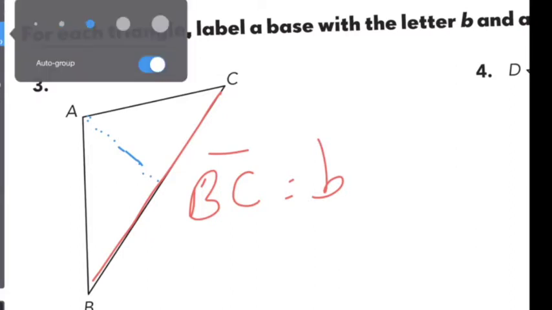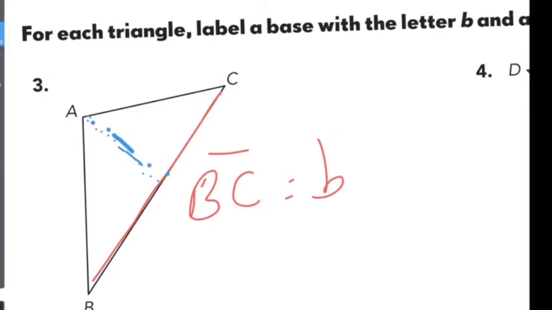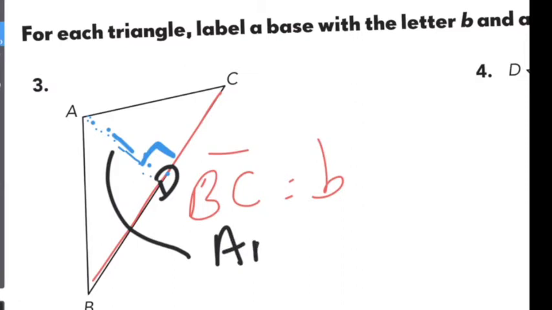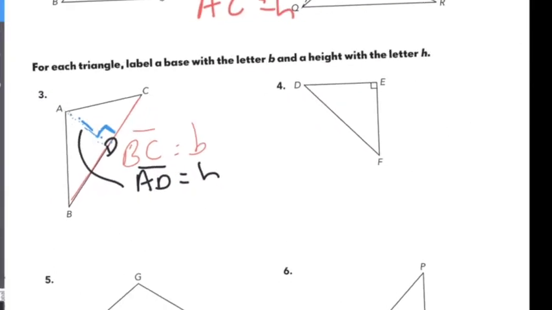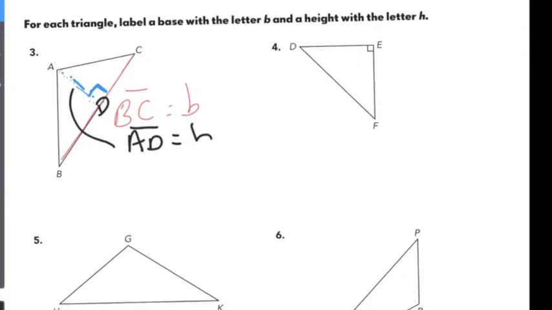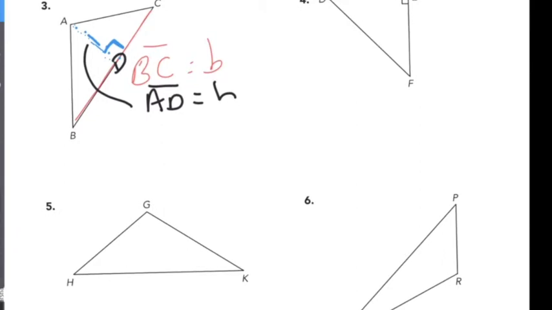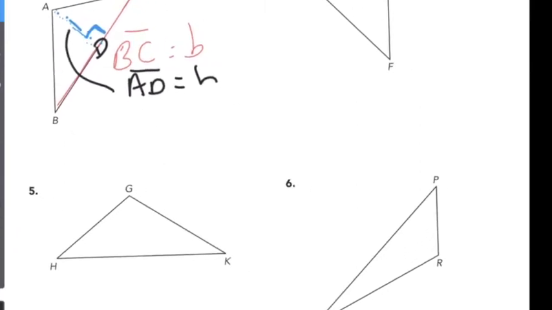Let's try this again. This is like an invisible line, but this is going to be at a right angle. That's going to be your height. Now you need to label this point down here, so I'm going to write AD. Line segment AD is going to be my height. It's a little hard to draw in here, so you need to make sure that you make that dotted line.